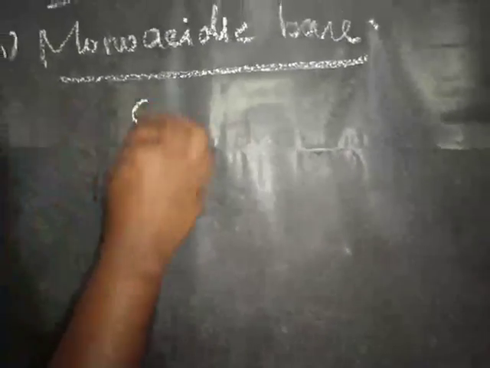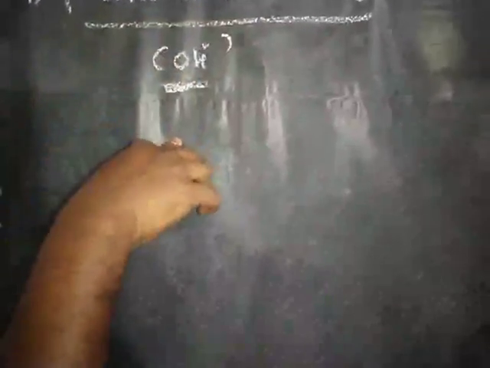Monoacidic base is the base that ionizes in water to give only one hydroxide ion or hydroxyl group in a molecule. For example, sodium hydroxide and potassium hydroxide. Can you understand? Monoacidic base.